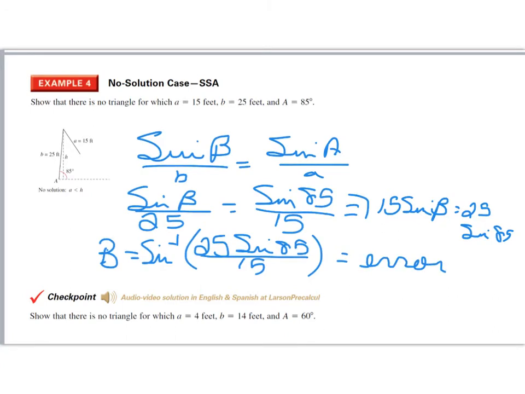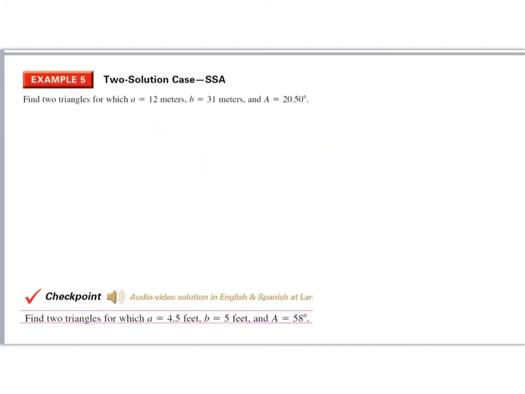All right, the checkpoint is also not done. You can't do that one, so let's move on. Those are good ones, right? Okay, so here we're going to look at where there's two possible solutions. So let's just start solving it.